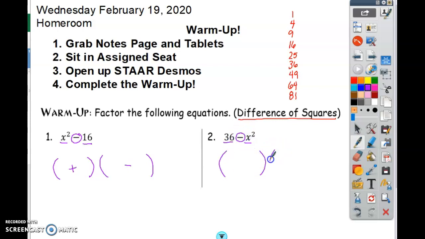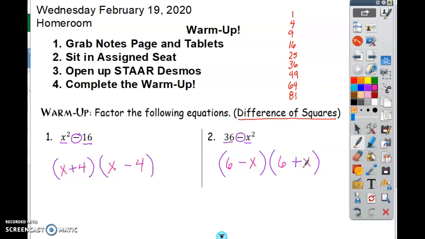So the answers, one's going to be plus, one's going to be minus. And it doesn't matter. The order doesn't matter. Those are factors. So take the square root of x squared. The square root of x squared is x. So x times x. And the square root of 16 is 4. So 4 times 4, right? Over here, same thing. The square root of 36 is 6. So 6 and 6. And then the square root of x squared is x. X and x. Do y'all remember that?